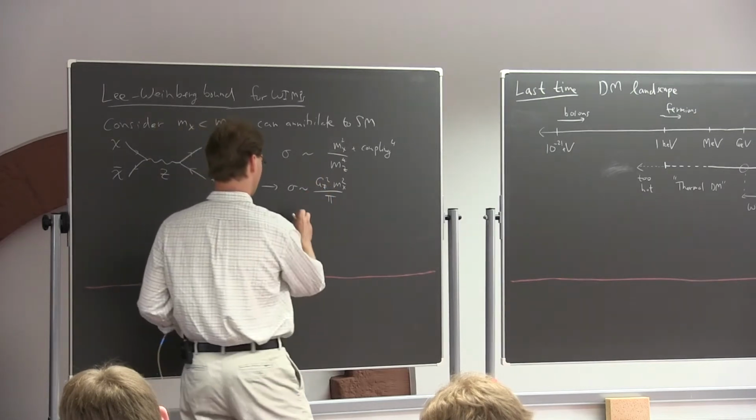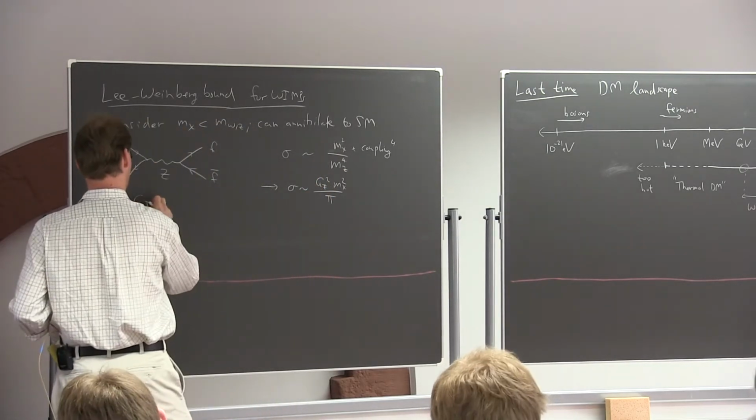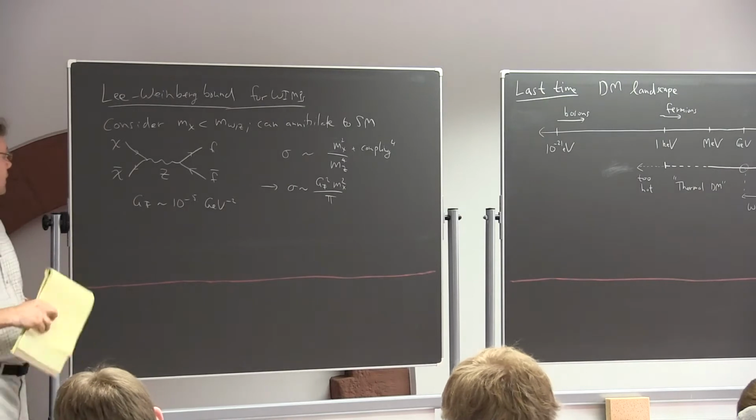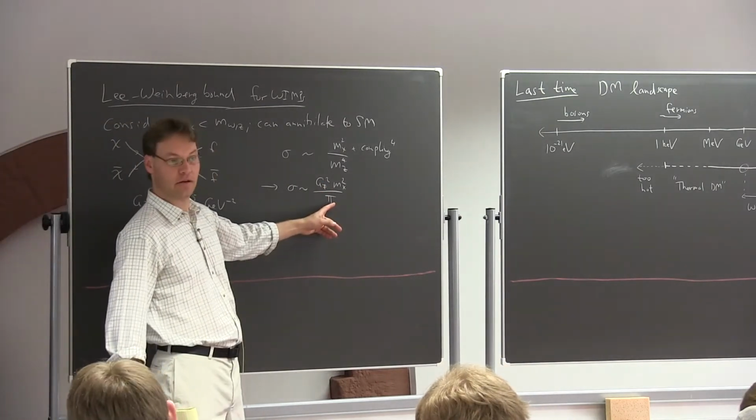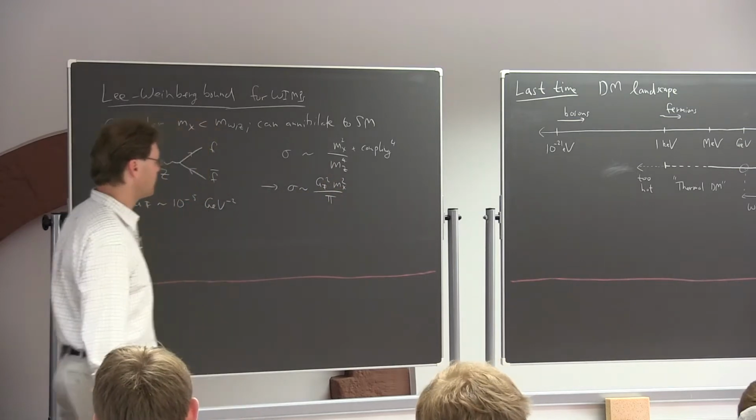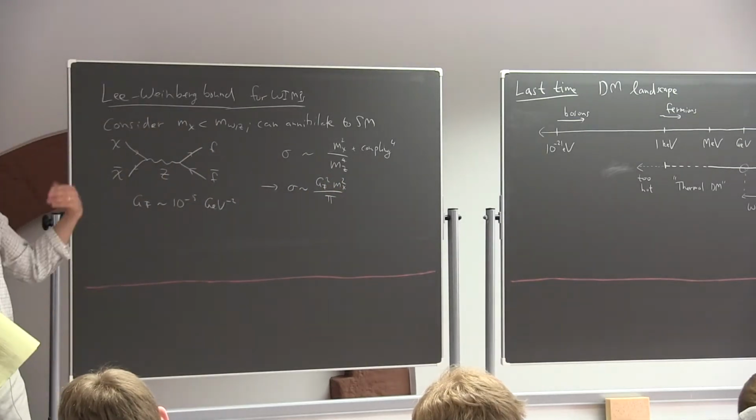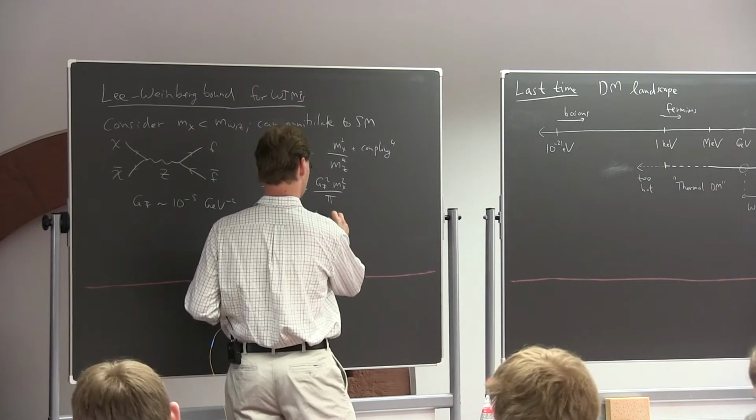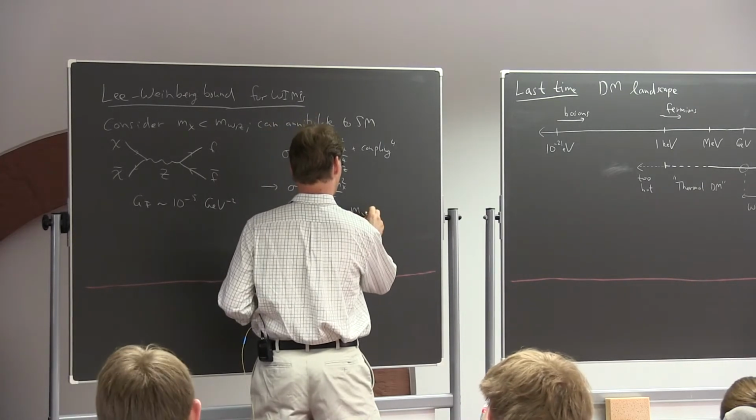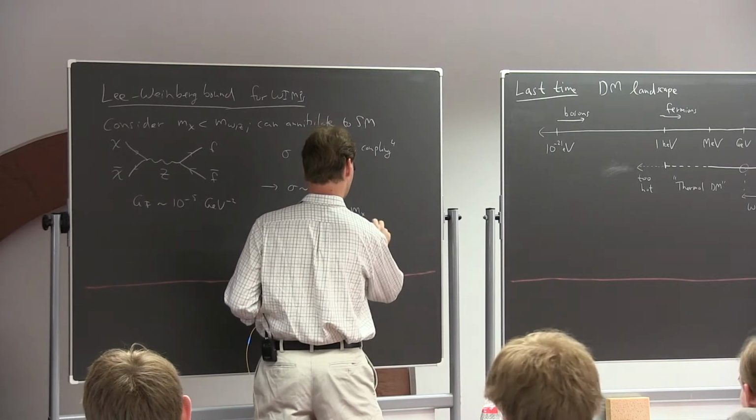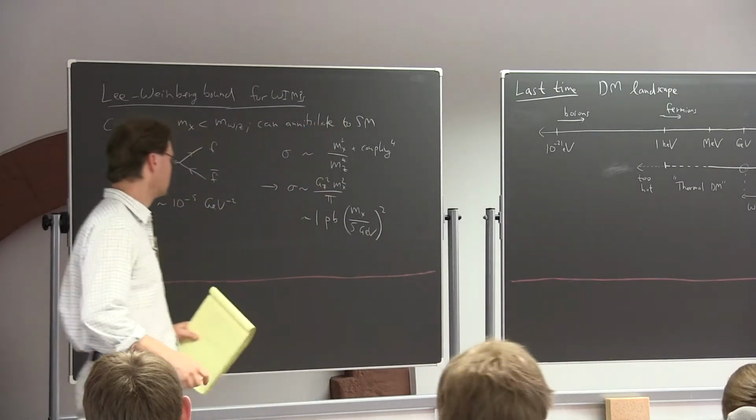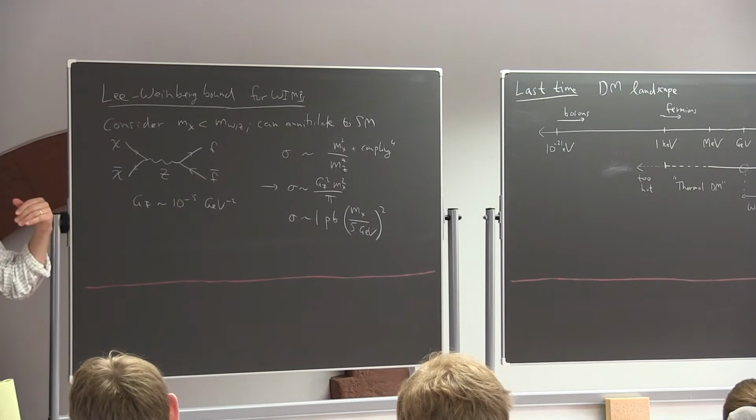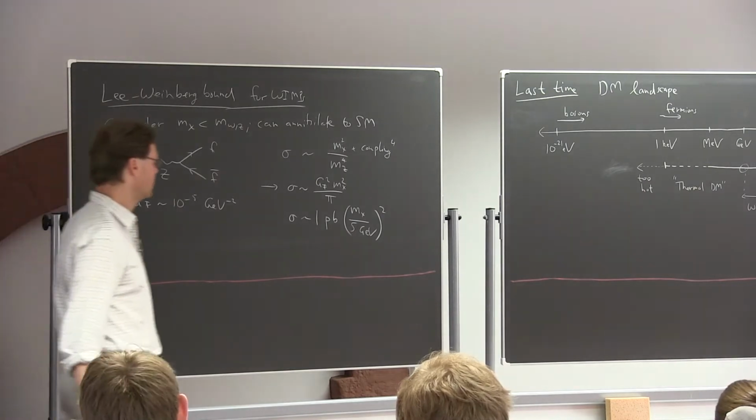So G Fermi is 10 to minus 5, approximately 1 over GeV squared. Okay, so this has 1 over GeV to the fourth in the denominator, and then times the GeV squared. So it has the right mass dimensions. And what we want, again, is that this should be order picobarn. So what we can do is we can write this as 1 picobarn, and that happens, by putting all the numbers in, for about 5 GeV. Okay, so the cross-section is correct. It's about a picobarn for a mass of 5 GeV.